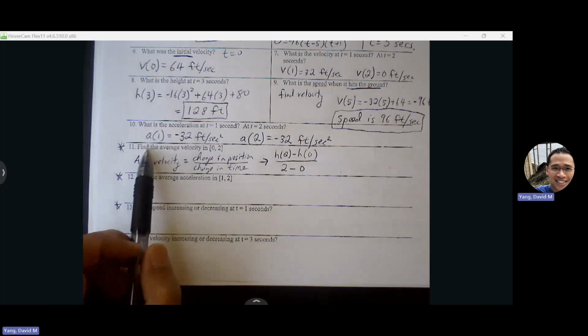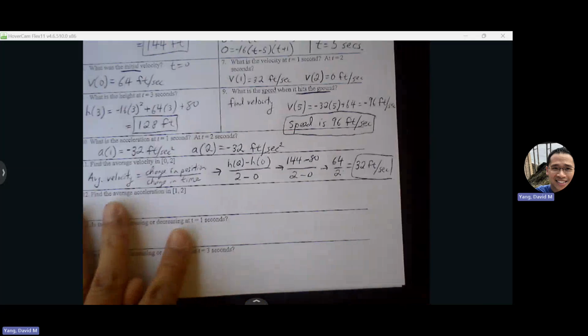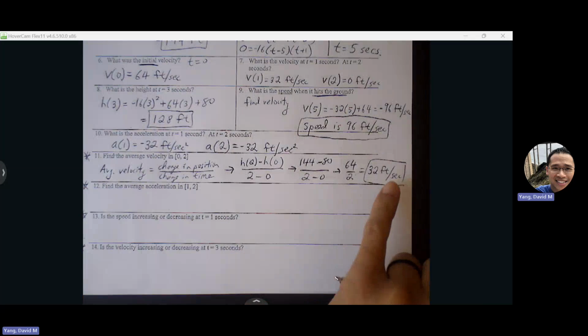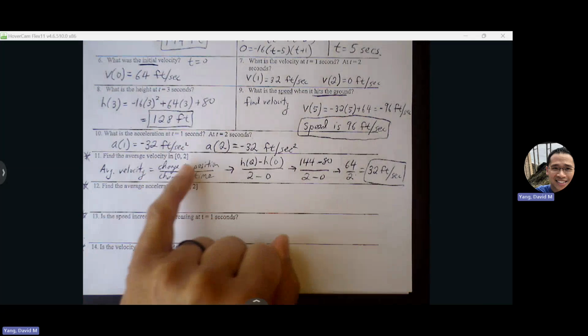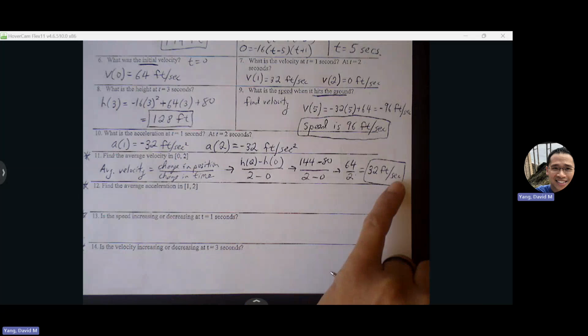I'll finish this first. So h of 2 minus h of 0, we have that number 144 minus 80 over 2 minus 0, 64 over 2, 32 feet per second. Now, even though we didn't touch the velocity function, we're still going to end up with the same units because position is feet, time is seconds, so we still have feet per second.